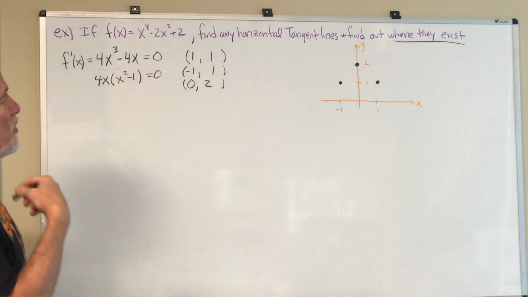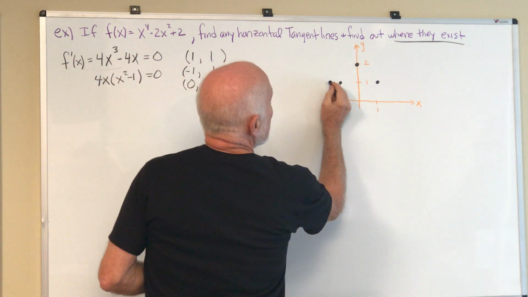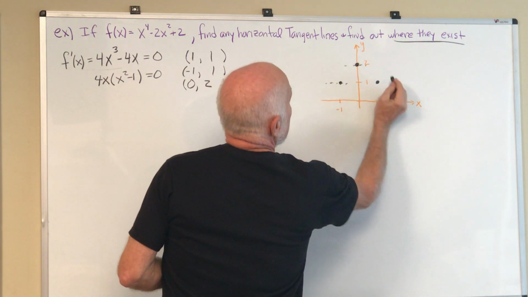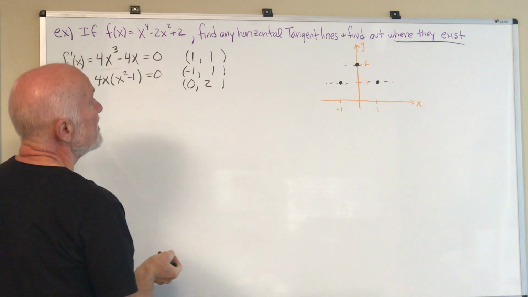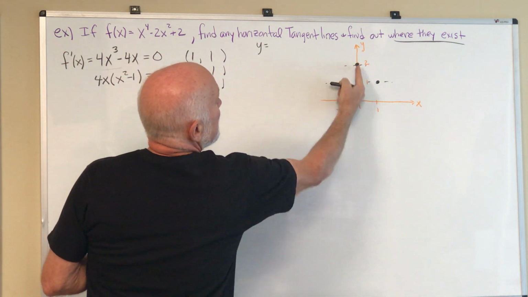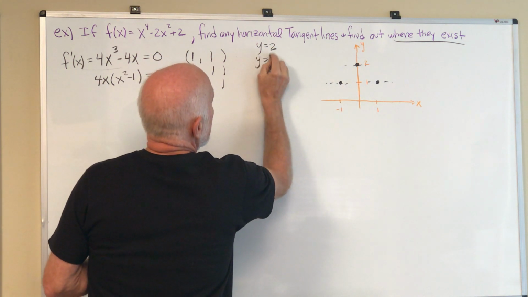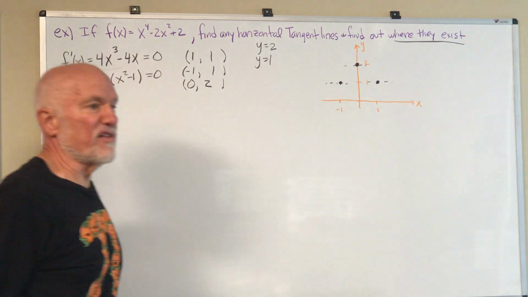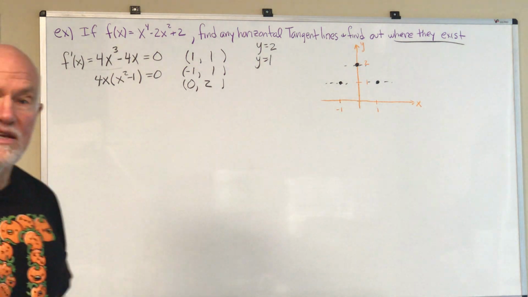Now, what are the actual equations of the tangent lines? The tangent lines look like this. So they're horizontal lines, so they're going to be y equals 2 and y equals 1. They're horizontal tangent lines. They're straight lines with 0 slope. So we've answered the question.